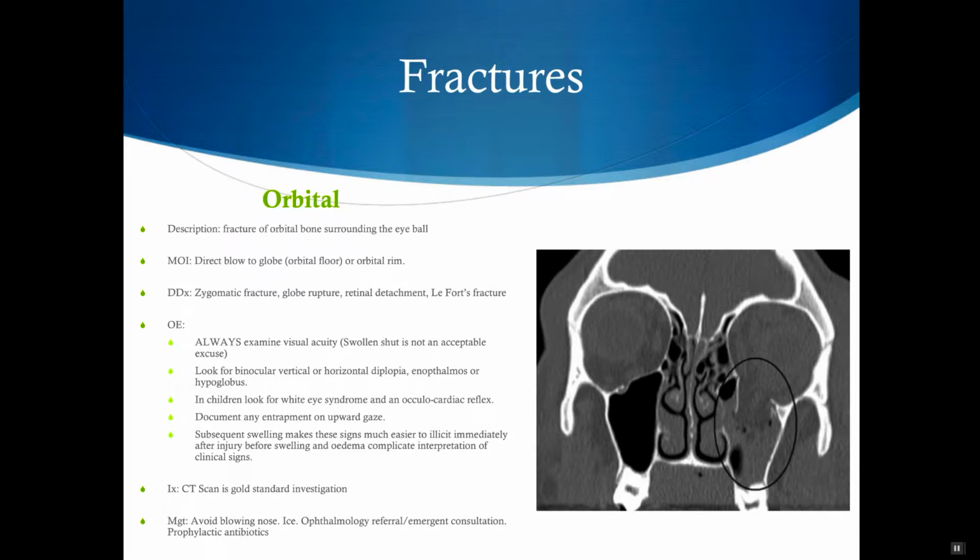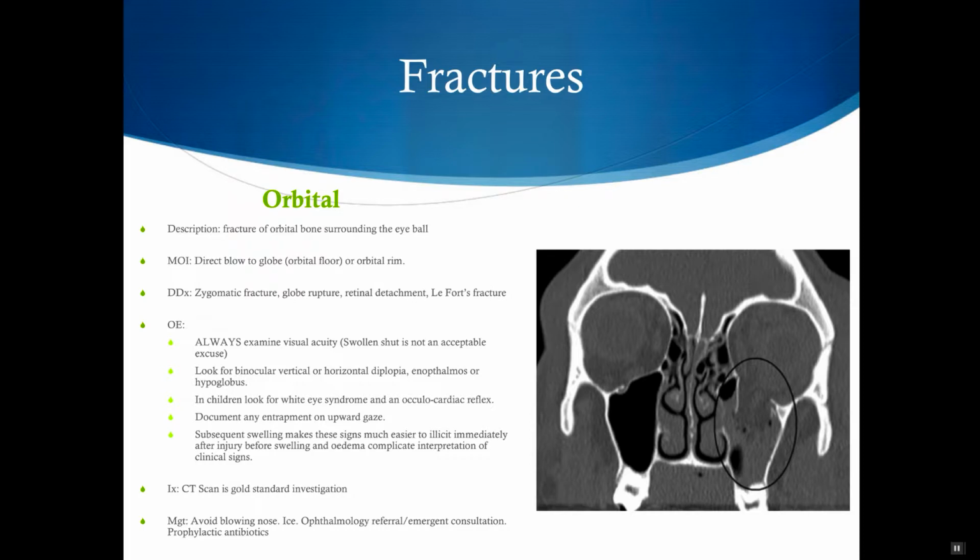On examination, it's very important that you take a look at the visual acuity. Don't allow the acute swelling that can occur, which leads to the eye being shut, to prevent you from examining both the visual acuity as well as the pupils. They can often give you a clue as to the underlying injury. You want to look for both binocular vertical and horizontal diplopia on your oculomotor examination, as well as taking a look at the eyes for any evidence of enophthalmos or hypoglobus.